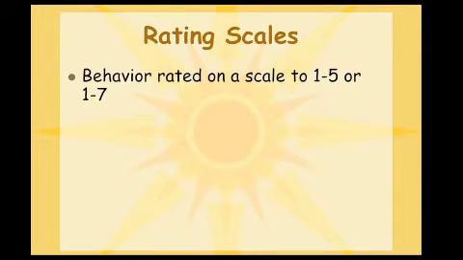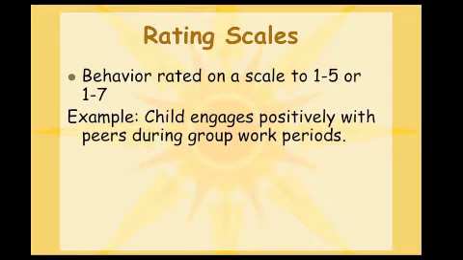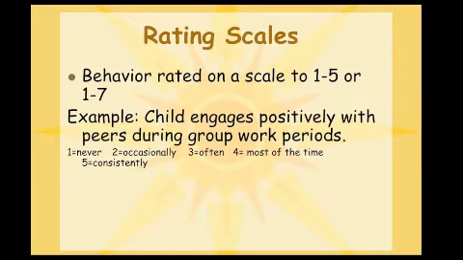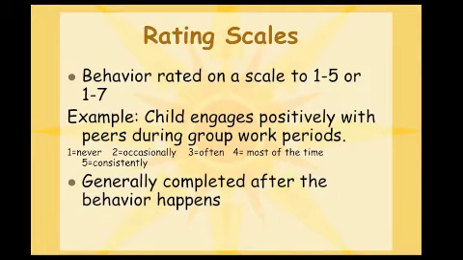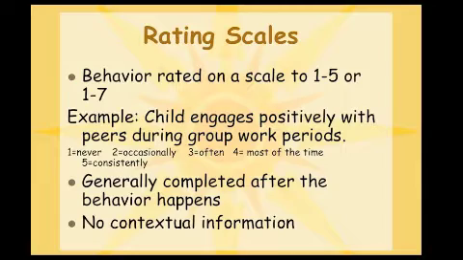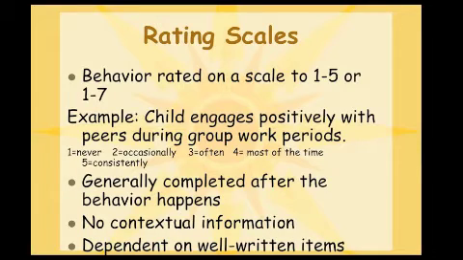A rating scale is also called a Likert scale or a Likert type scale. Behavior is rated usually on a scale of 1 to 5 or 1 to 7. An example: child engages positively with peers during group work time, and you would rate the behavior as 1, never, 2, occasionally, and so on. Typically, rating scales are completed after the behavior happens. Often no context description. Again, it's dependent on how well the items are written, and it's very easy to complete.